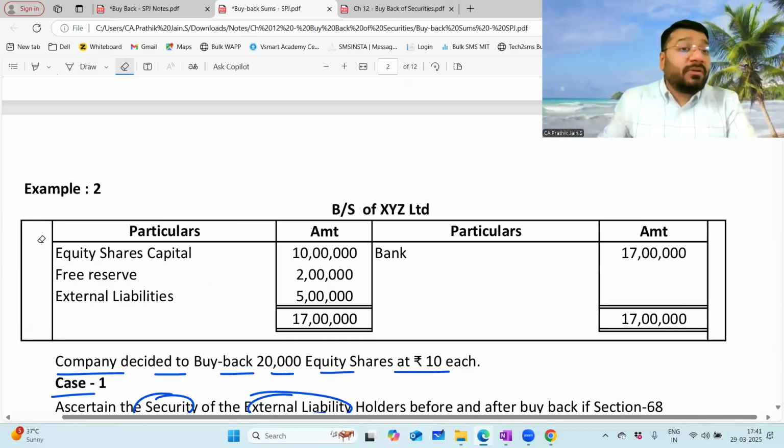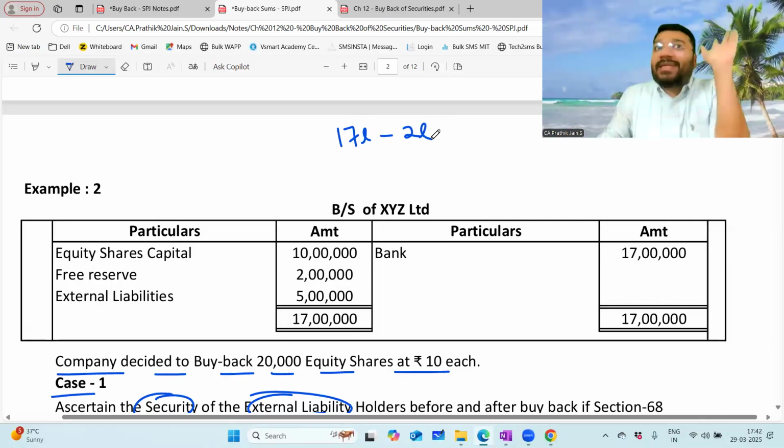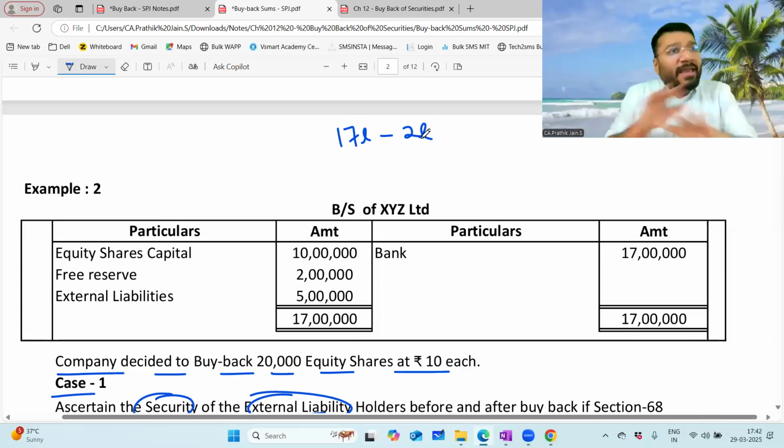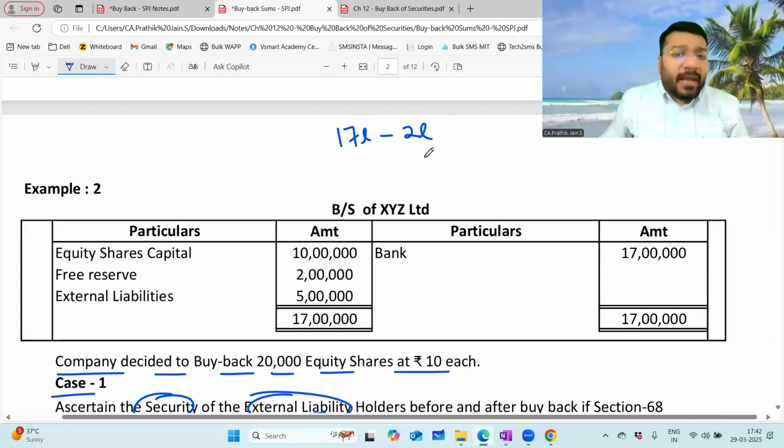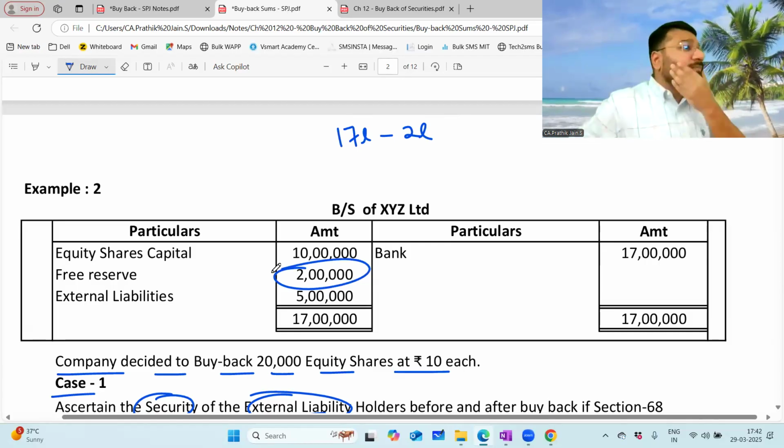Correct? Which means if the company is winding up with 17 lakh rupees, and out of this, if the company wants to give 2 lakh rupees as dividend to equity shareholders, the external liability holders cannot stop. Forget winding up. Let's say the company is going very smoothly. Everything is going smooth. Nothing to worry about. Now the company has decided to give the entire free reserve as dividend. Can be given.